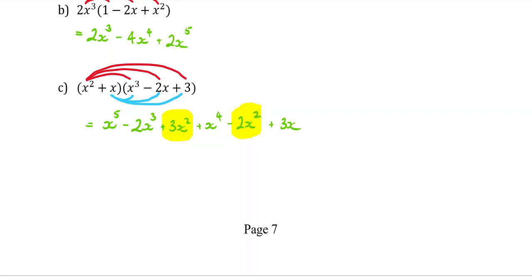So we're going to do a second line of working where we're going to collect up like terms, and at the same time, we're going to order our terms from the highest power of x down to the lowest power. So the highest power of x is x to the power of 5. The next highest power of x is the x to the power of 4. Then the next highest power is minus 2x cubed. Now for our x squared terms that are going to collect together, we have 3x squared minus 2x squared, which will be a positive 1x squared. And then last of all, the 3x sitting on the end.